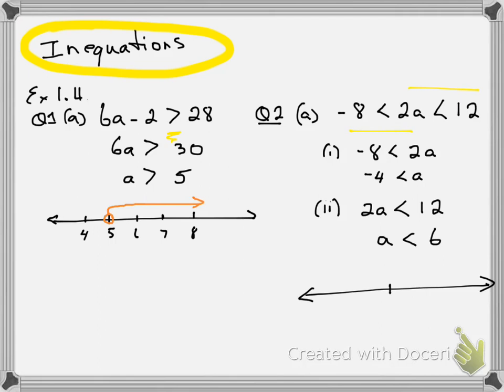Now let's just make this 0. 1, 2, 3, 4, 5, 6. And negative 1, negative 2, negative 3, negative 4. So it says negative 4 is less than a. So once again we have one of these situations where you can put the circle around there, and a is less than 6, you put the circle around from there, and this time it's joined up between them.